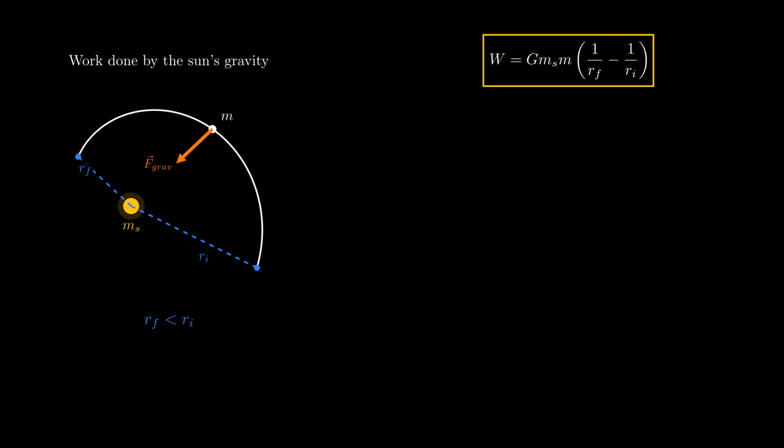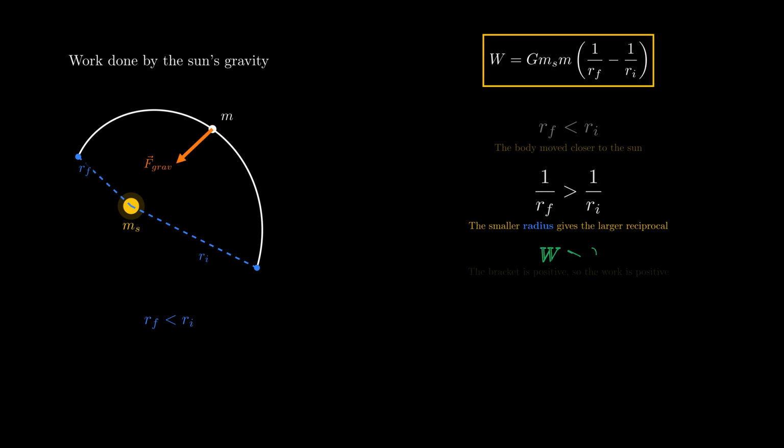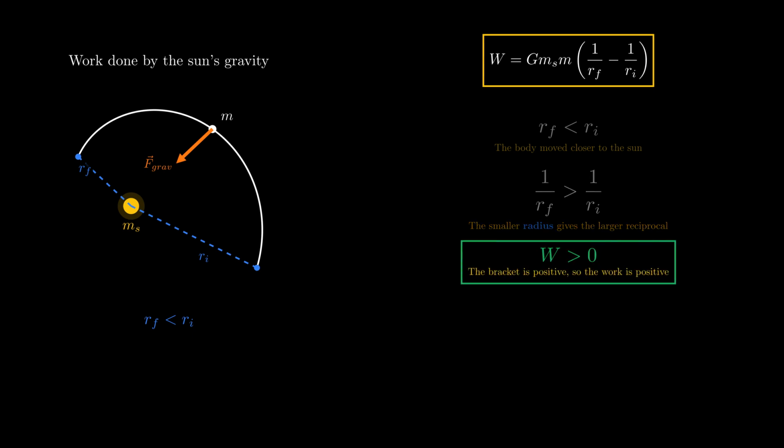Now check the sign. The body moved closer to the sun, so r sub f is smaller than r sub i, which makes 1 over r sub f the larger reciprocal. The bracket is positive, so the work is positive. That matches the physics. The force points inward and the body moves inward, so force and displacement agree, and gravity feeds kinetic energy into the body, the same sign as a stone falling toward the earth in a uniform field.